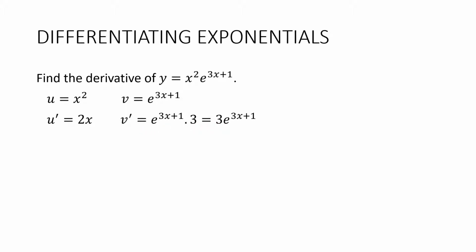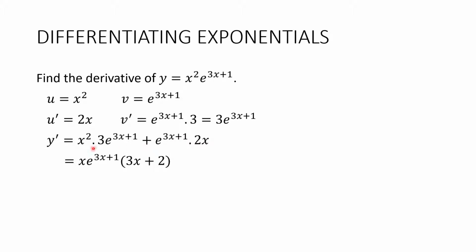We need to construct the product rule. So product rule says u multiplied by dv dx plus v multiplied by du dx. Now when we want to tidy this up, we could just do 3x squared e to the 3x plus 1 plus 2x e to the 3x plus 1, but we do have a lot of common factors there.